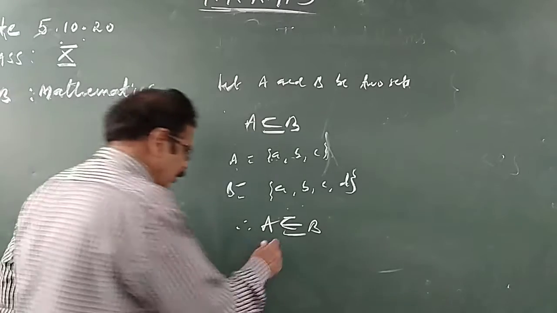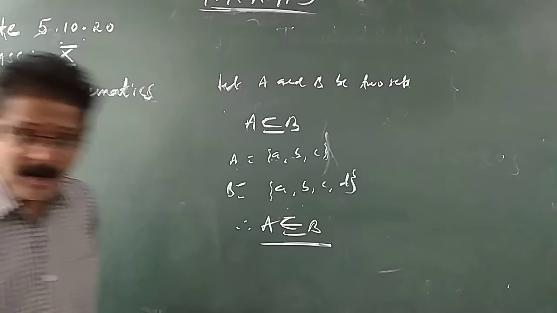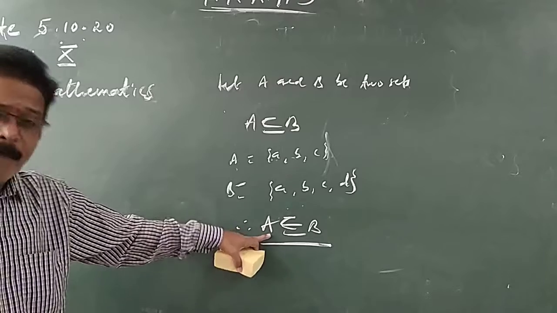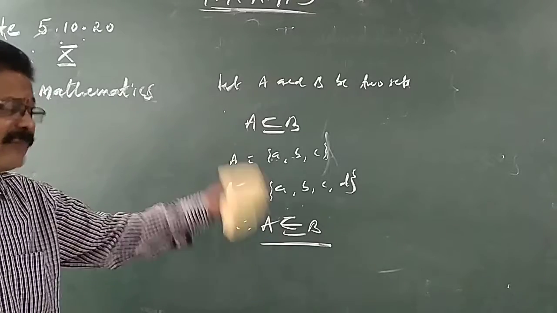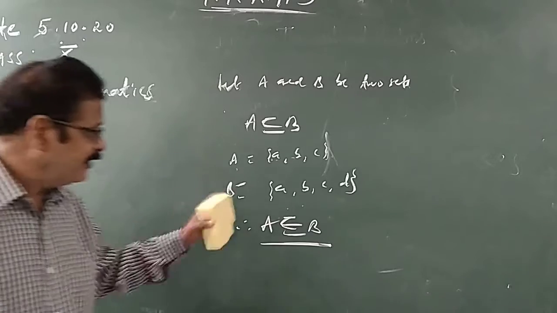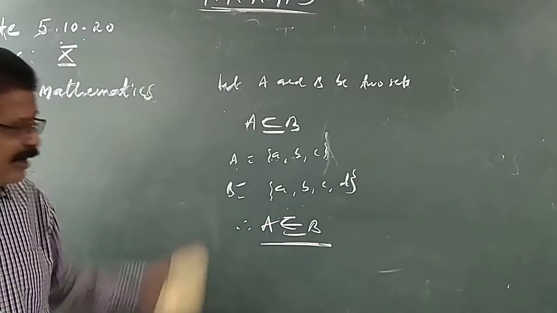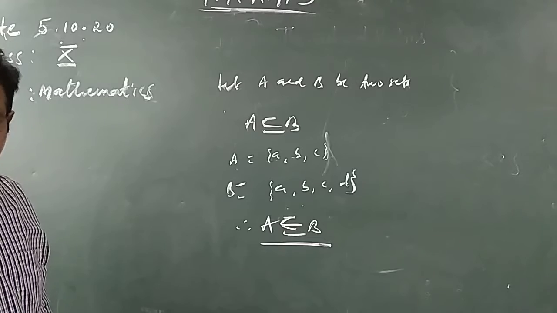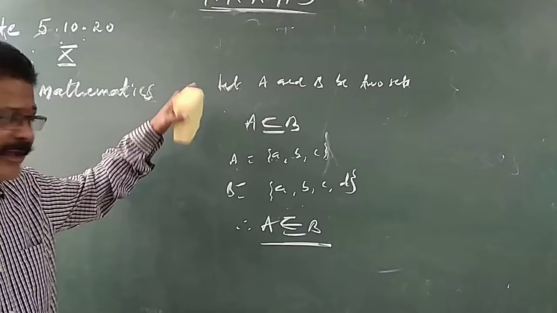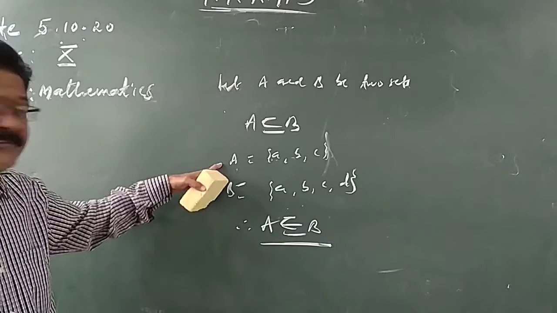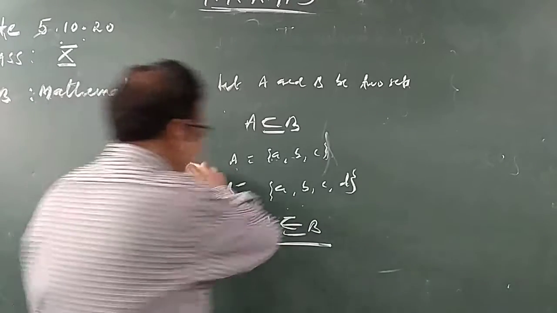It is also called a proper subset. What do you call it? Subset or proper subset. If every element of A is in B and B is not equal to A, then it is called a proper subset. Simply you can say subset. So when every element of A is in B, then A is said to be a subset of B. This is a subset.